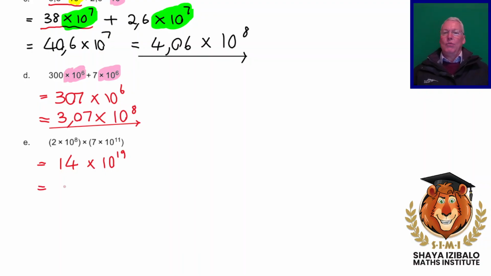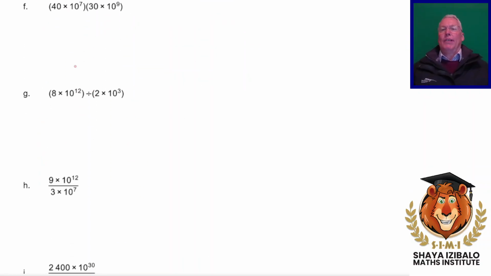To get this to 1, 4, we're dividing by 10. To compensate for dividing by 10, we're going to multiply by 10. Right, and there's our answer. Okay, right, let's have a look at the next one. This is multiplication as well.